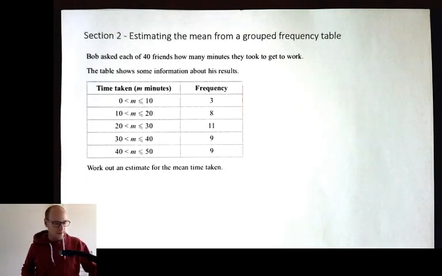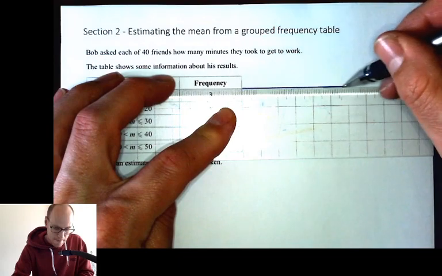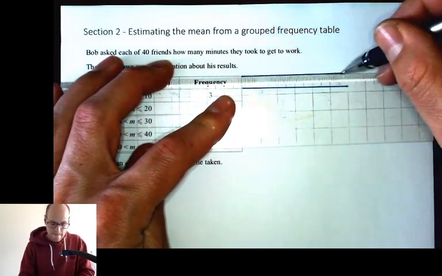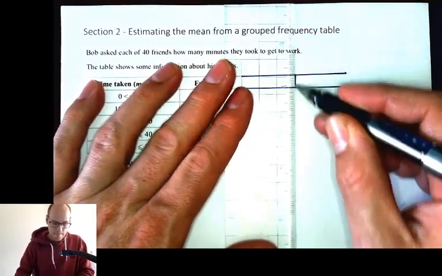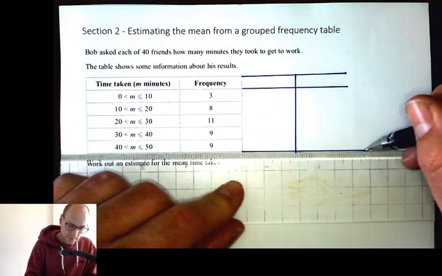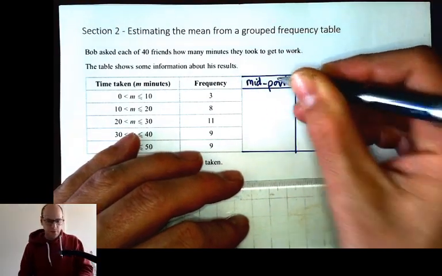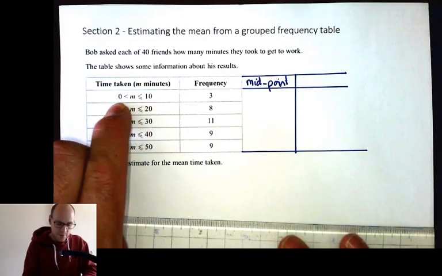So in order to do this properly, we're going to need to add a couple of extra columns onto the table in a similar way to what we did when we did the last question. So we're going to add 2 columns onto the table rather than just 1. So go ahead and do that, and then I'll explain what those columns are for. So the first column we're going to add is the midpoint. That's the midpoint of the group. So that's halfway between 0 and 10, which is obviously 5.